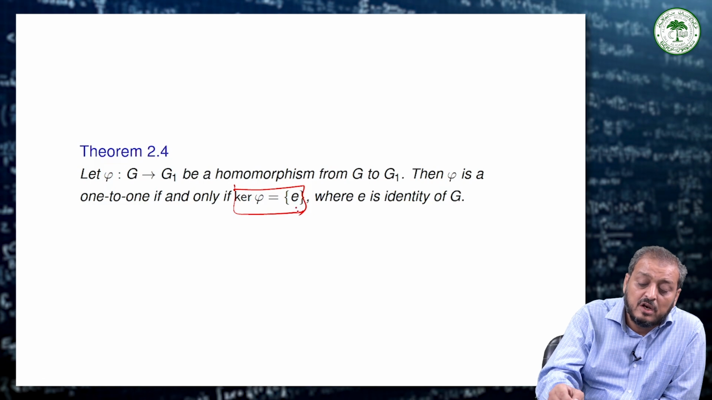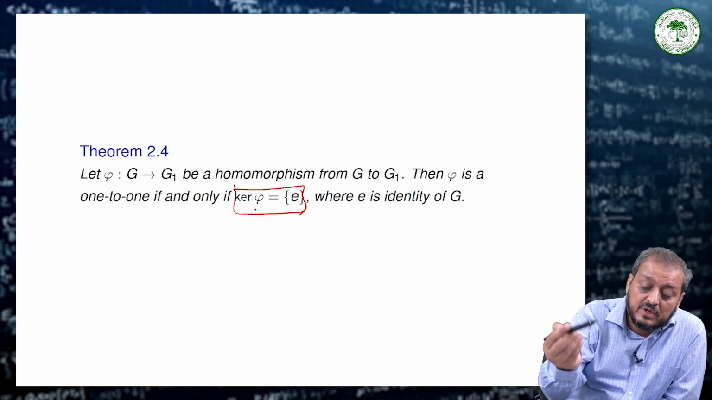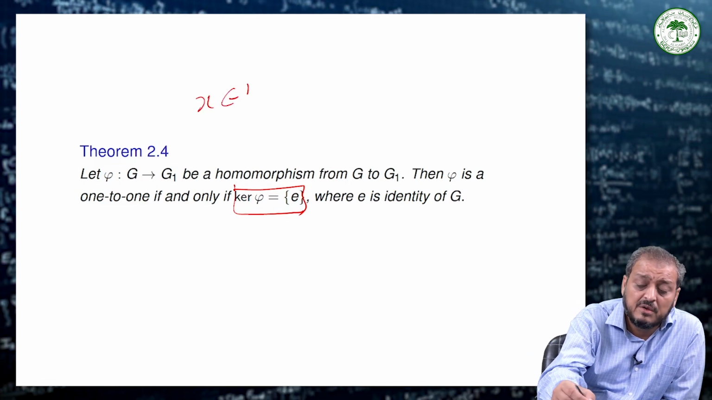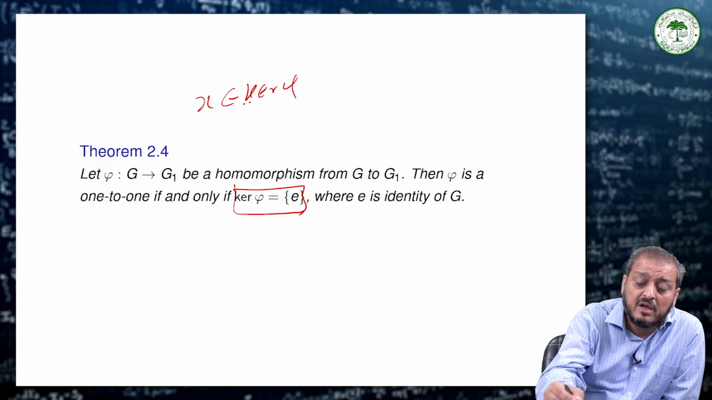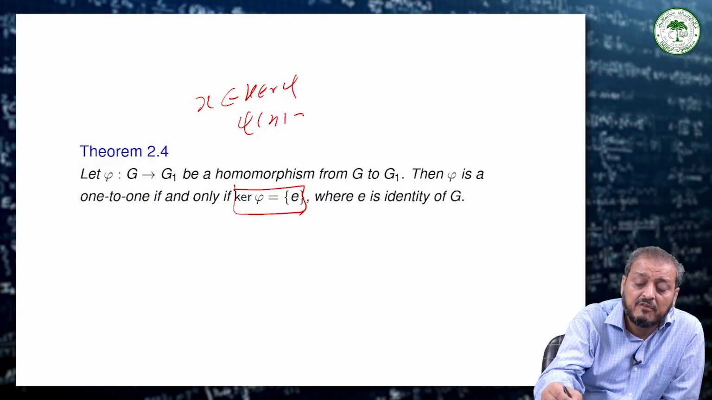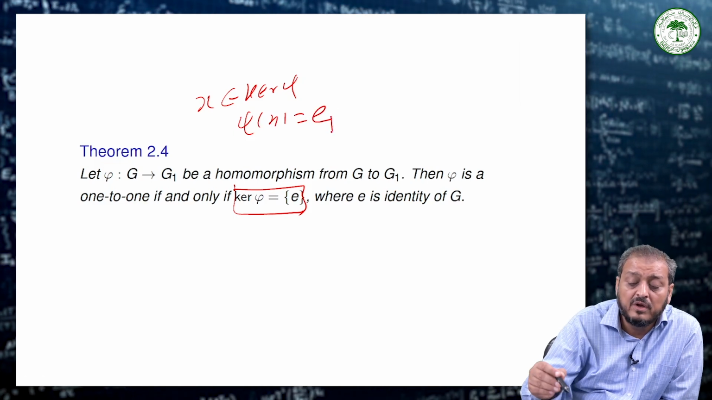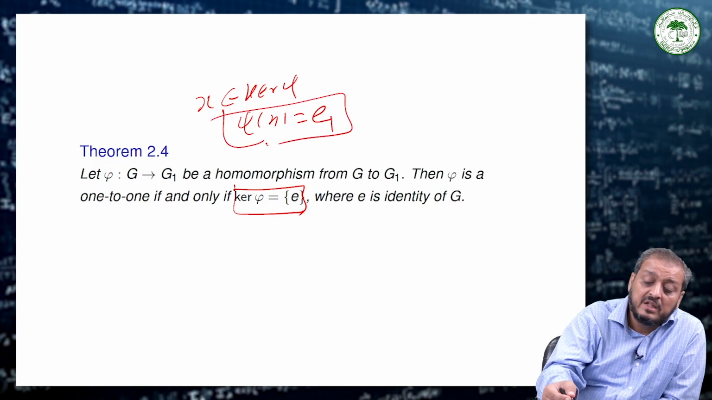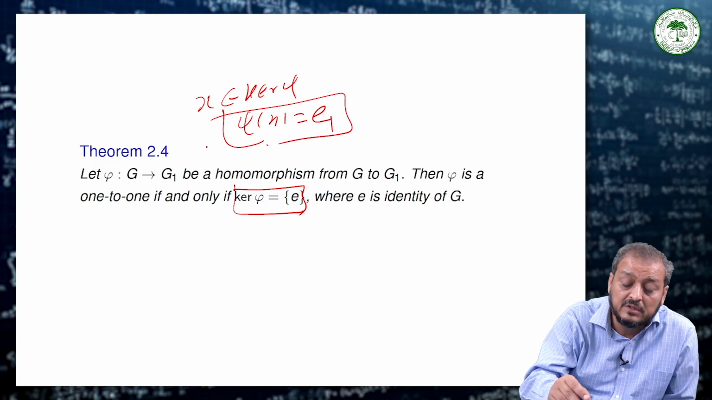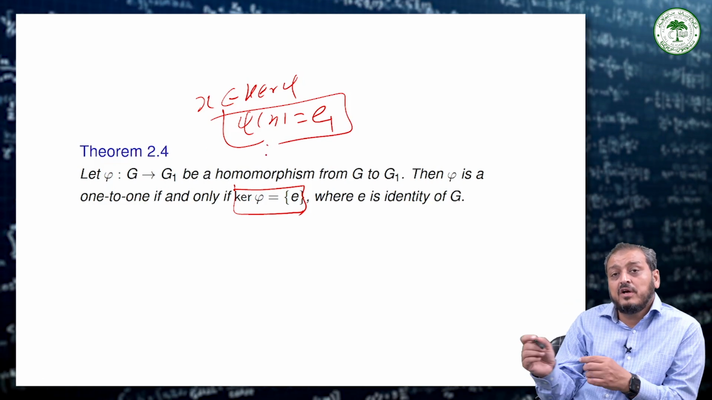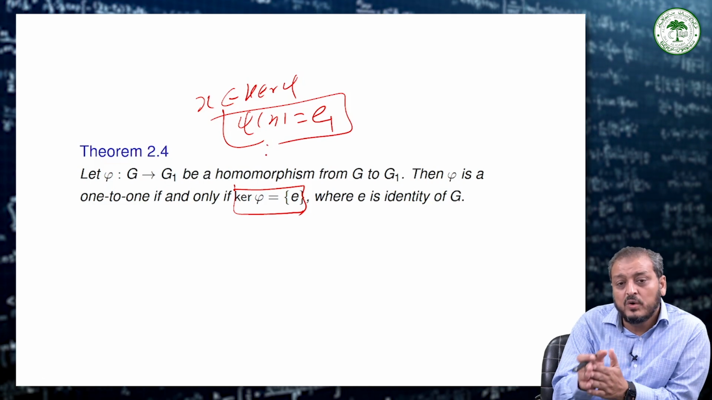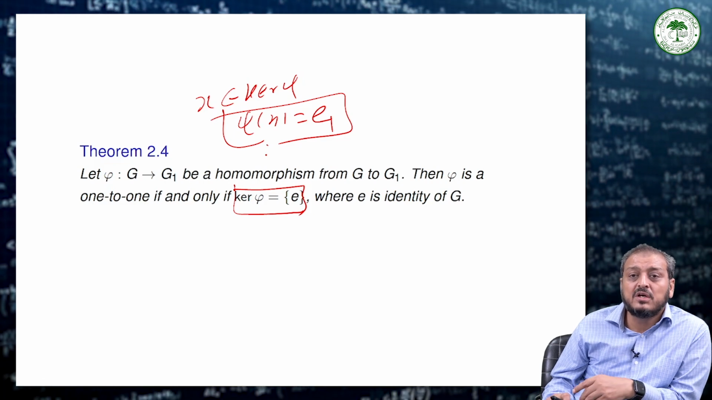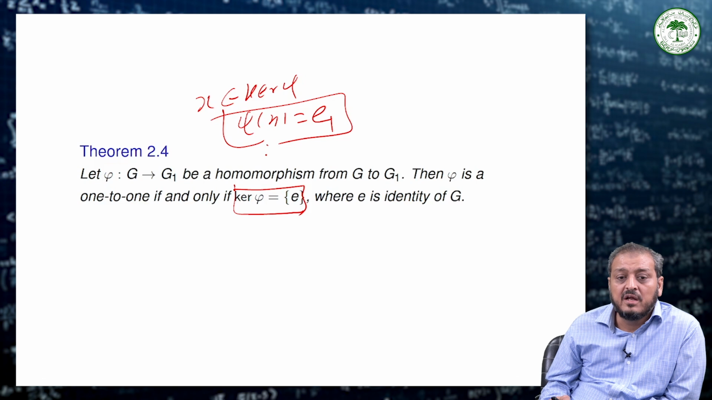Now, the kernel of phi being equal to the identity means you take any element x in the kernel of phi. Then phi of x is equal to the identity E1, and phi of E is equal to the identity E1. Then you take any two elements, and if phi of x1 is equal to phi of x2, you have to show that phi is one-one if the kernel of phi is equal to the identity. The second part is: if it is one-one, then you have to show that the kernel of phi is the identity element.